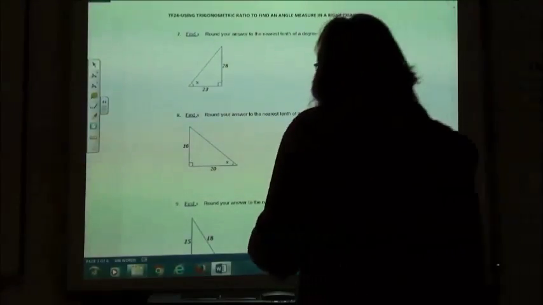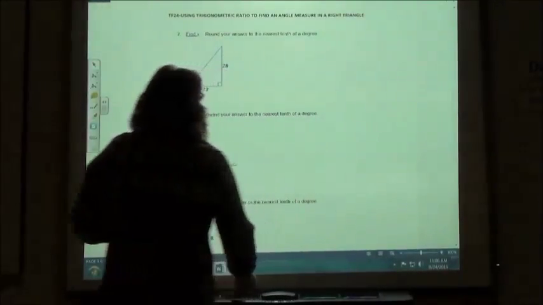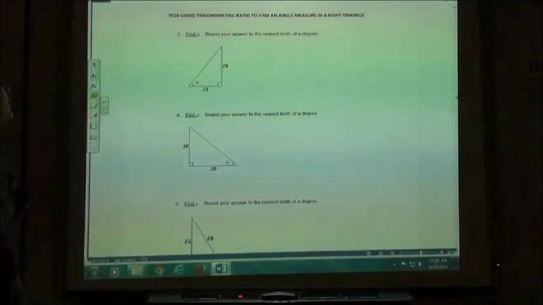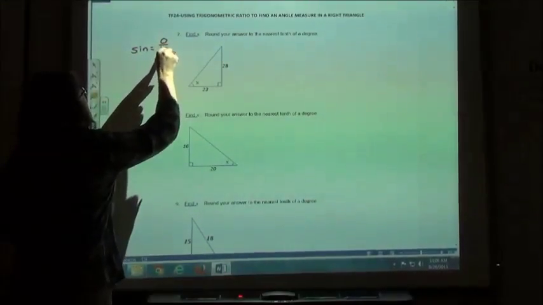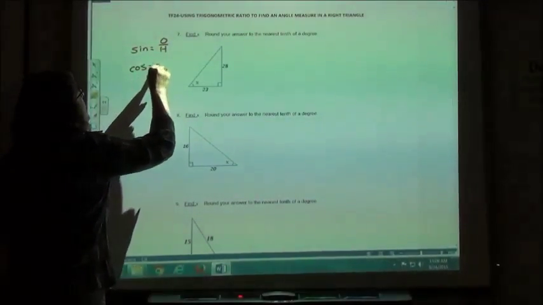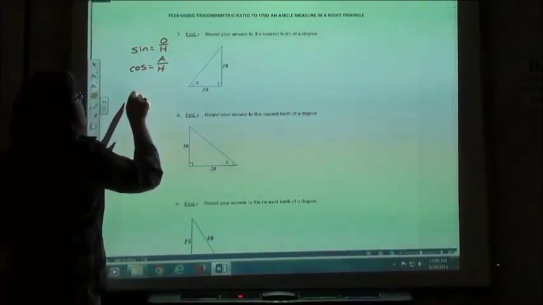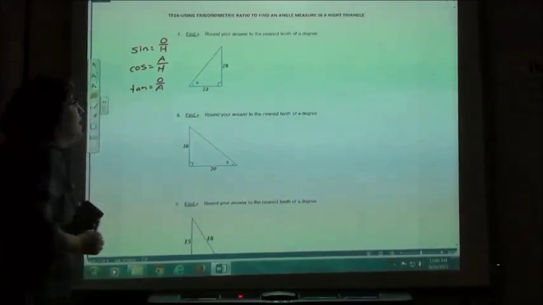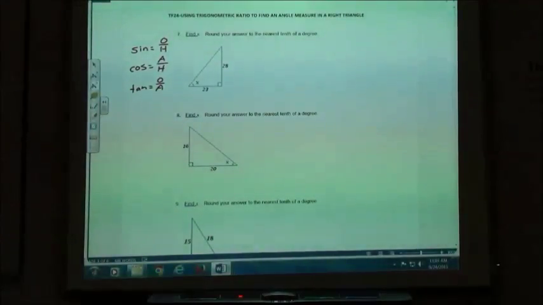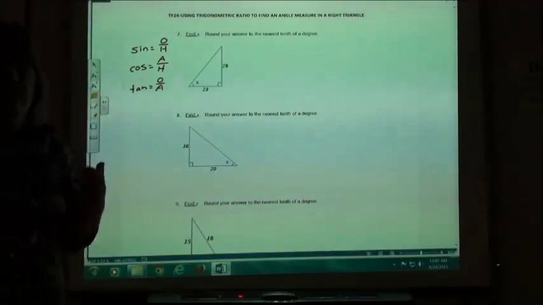Seven, 8, and 9, we're using trigonometric ratios to find an angle measure in a right triangle. So again, sine is opposite over hypotenuse, cosine is the adjacent over the hypotenuse, and tangent is opposite over adjacent. And on these ones, we're going to end up finding the degree measure, and so we're going to have to use the inverse of each of these.